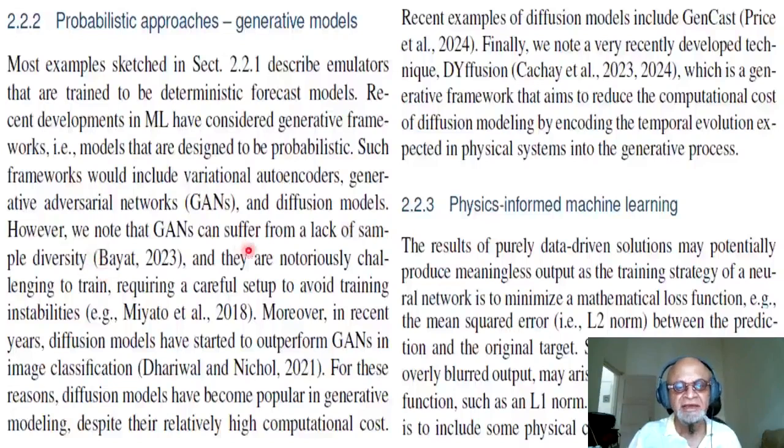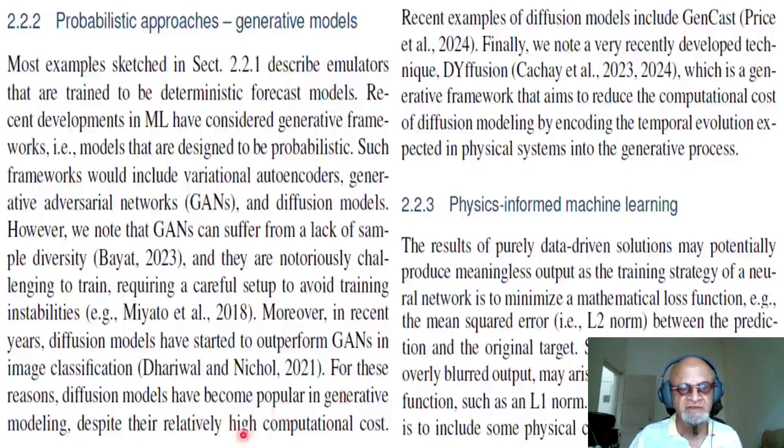Here we note that GAN can suffer from a lack of sample diversity. So when you want to do auto-coding and so on to keep using generative methods to produce continued integration, the training data has to have enough samples. If you have, let's say, a regime shift coming up and that's not in the data, then GAN can miss it or misrepresent it. They are notoriously challenging to train, requiring a careful setup to avoid training instabilities as well. Moreover, in recent years, diffusion models have started to outperform GANs in image classification.